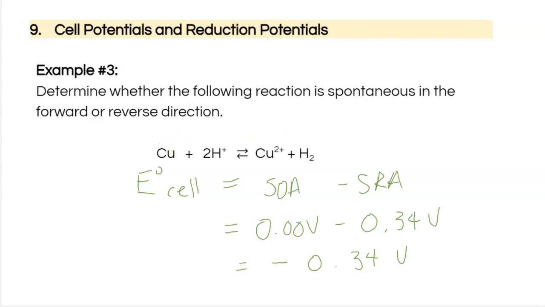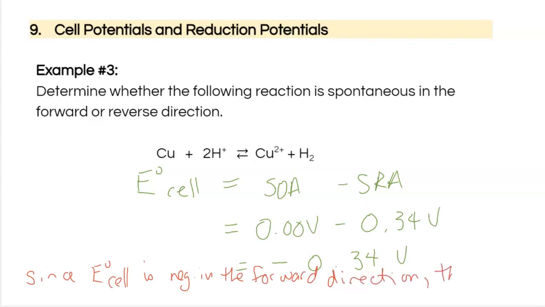Okay, so let's just write that down. Since the standard cell potential is negative in the forward direction, the reverse reaction is spontaneous. And that is that. So let's try one last example.